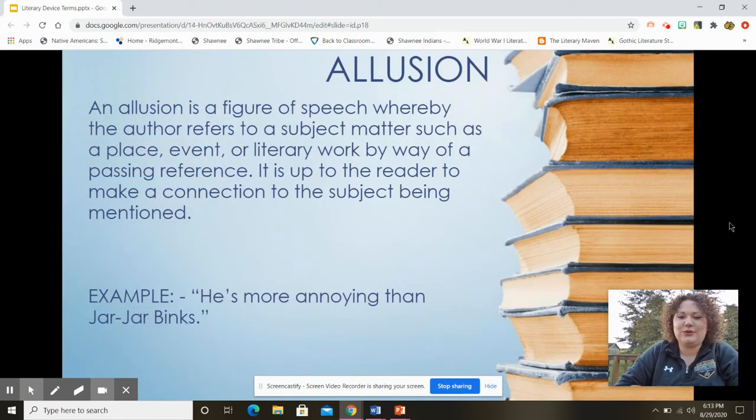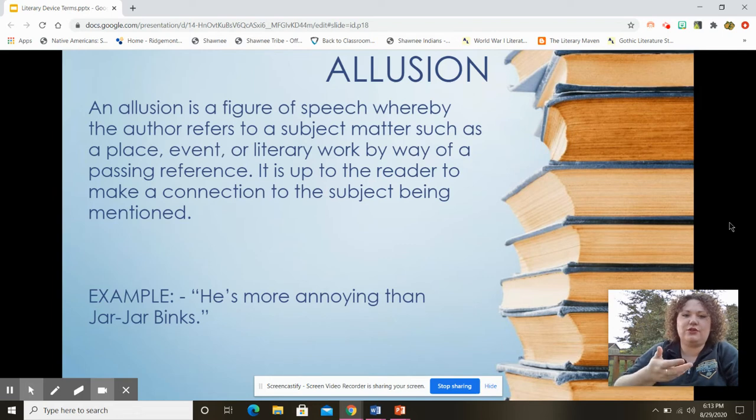So the first one is allusion. The easiest way to understand and to remember allusion is to almost just replace that word with reference. An allusion is where the author is referring to some other subject matter, such as a place, a historical event, or even another piece of literature in their own text as they're going through. So one example of this is Scrooge McDuck. Scrooge McDuck, the character, the Disney character himself, is one big allusion to Charles Dickens' A Christmas Carol.